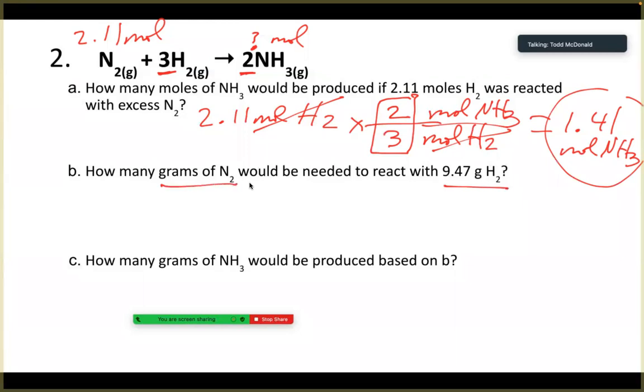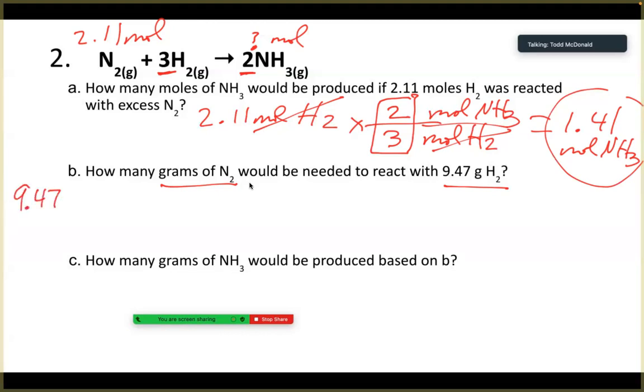I want to know how many grams of N2 I would need. So the process, again, is back to the diagram I showed you before. If I start with grams of one substance, I can't just go straight to grams of the other substance. What I'm going to have to do is convert to moles first. Then I can go moles to moles, and then I can go moles to grams. So here's how this is going to set up.